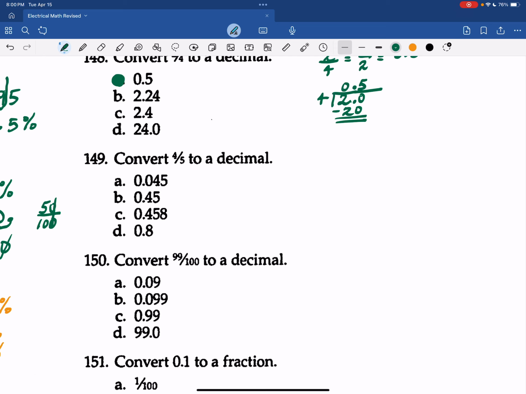If you know that 4/5 is 80%, you can do it that way. Some people know that one. And if you do, then you can get it this way. You can also do 4 divided by 5. And that's 0.8 with no remainder. So any way you do it, you can get there.